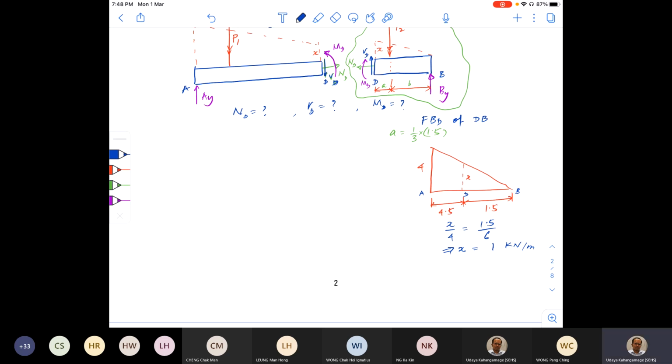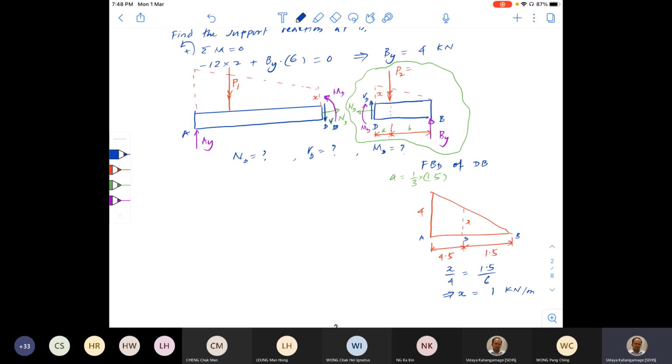So with that information, can you write down the value of P2 now? Yeah, it is half into the base 1.5, right, into the height, which now is 1. So if you simplify it, you get 0.75 kilonewton. So that is the equivalent load.